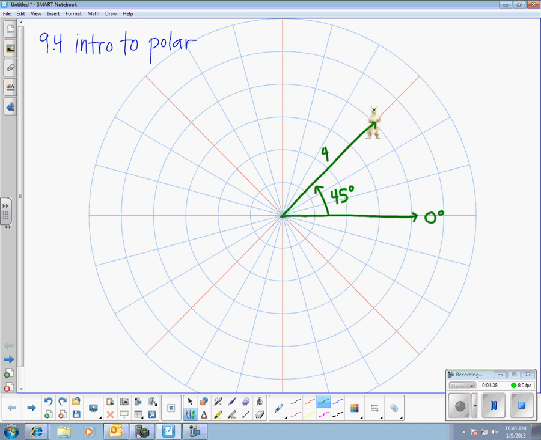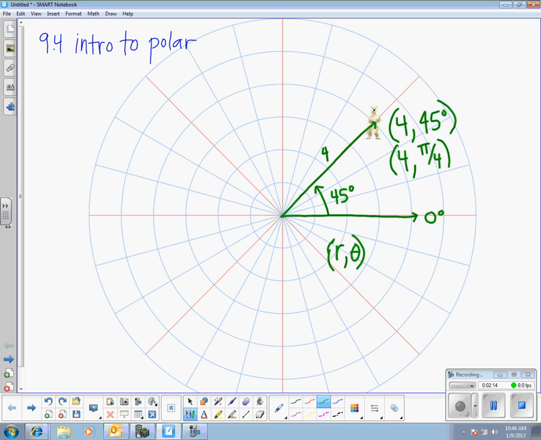So an old point used to be (x, y). A new point is going to look like (r, theta). All right, so we could describe the location of this polar bear as 4 steps at 45 degrees, or 4 steps at pi over 4 radians. That's really the basis of what we're going to do for the next 3 or 4 videos. It's just about a new way to find a point.